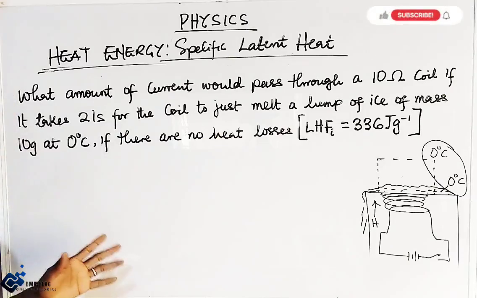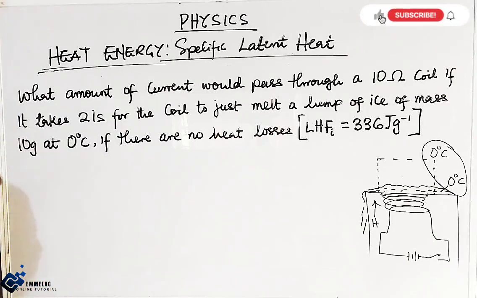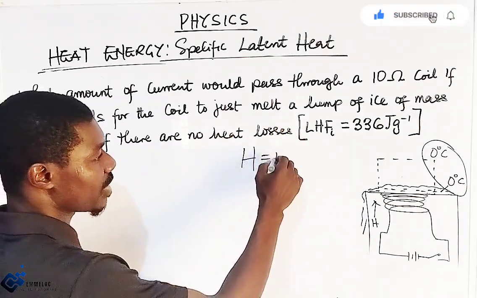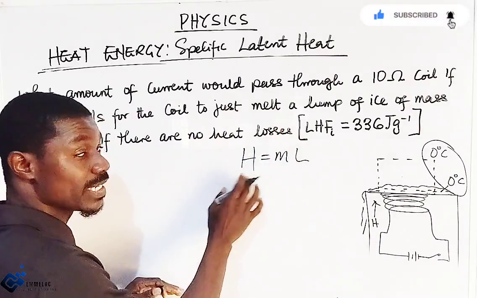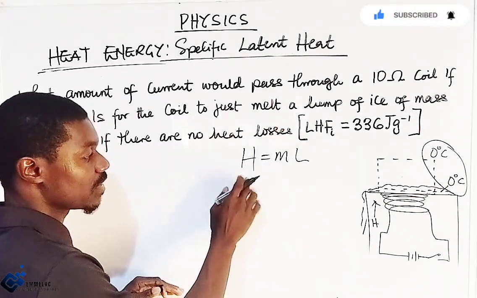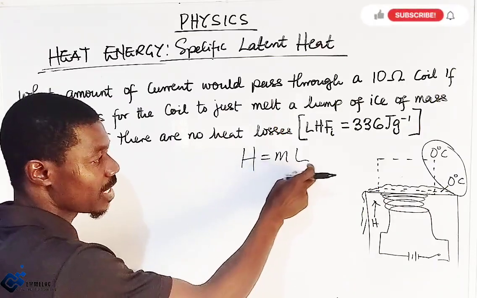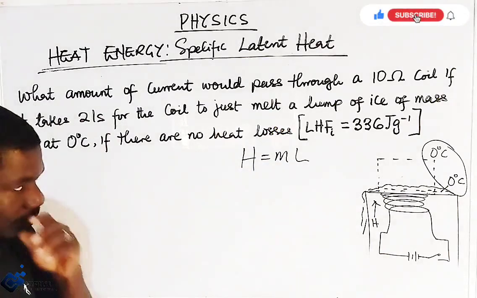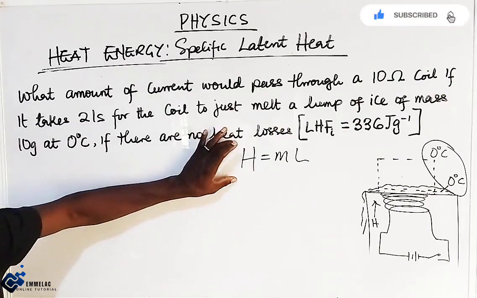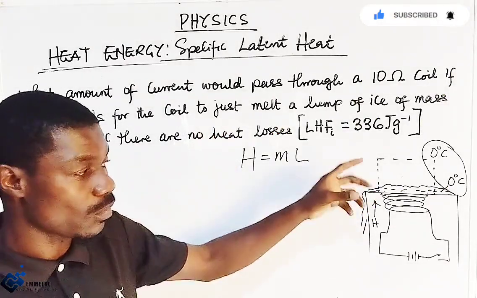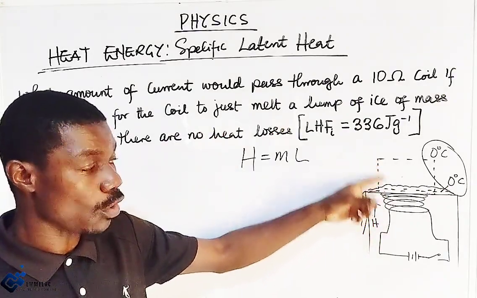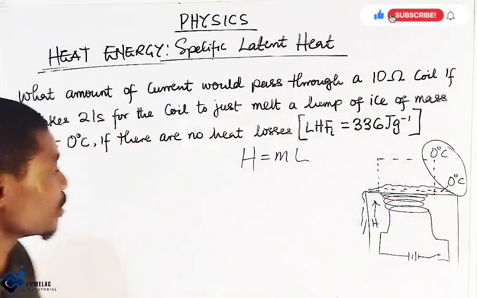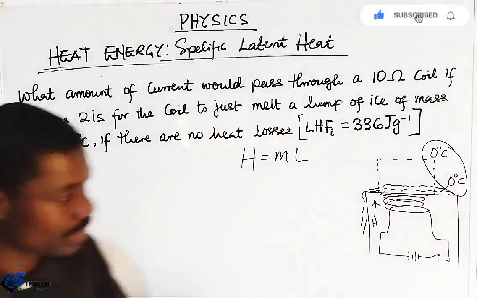So how then do we solve this? Let us recall that the specific latent heat is given as H equals the mass of the substance times the specific latent heat. This is the heat generated or absorbed when a particular change occurs from solid to liquid at a constant temperature.